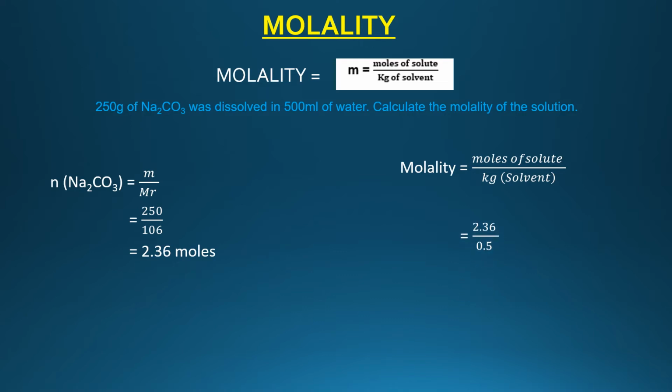Now when we substitute our values, this is what we get. Moles of sodium carbonate, which is 2.36, divided by 0.5 kg of water. And the molality will come to be 4.72 molal. This can also be written as 4.72 moles per kg. So these are some of the ways you can write the unit of this particular expression.